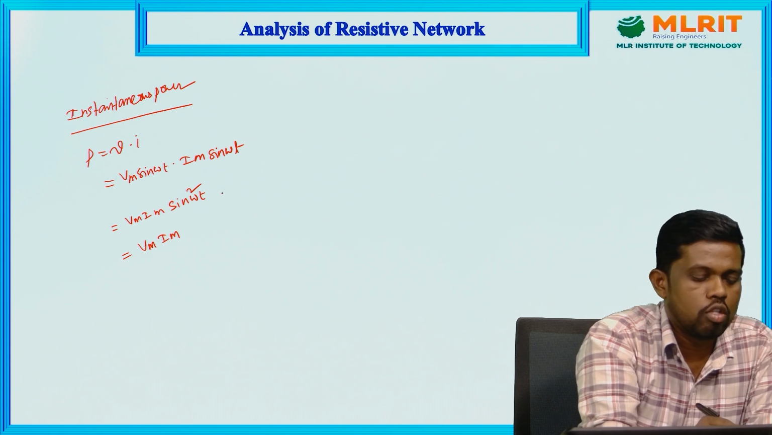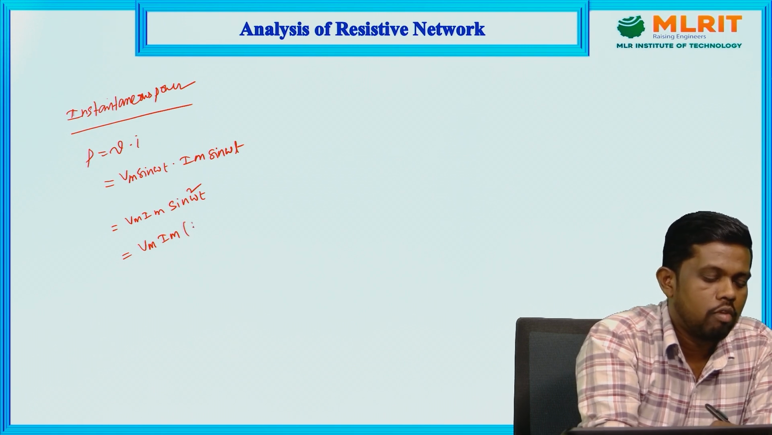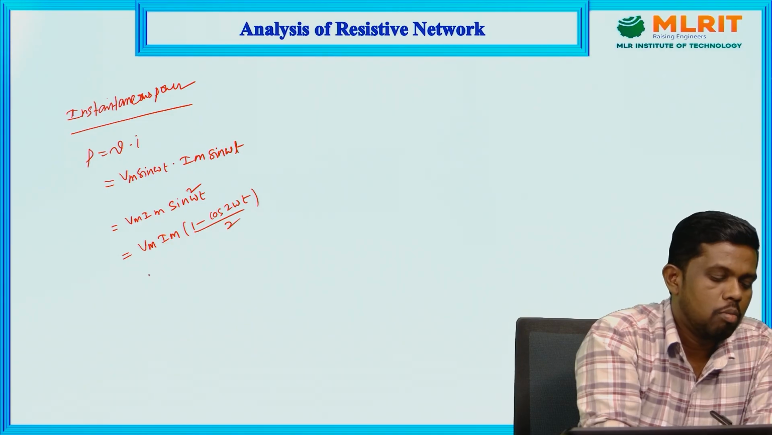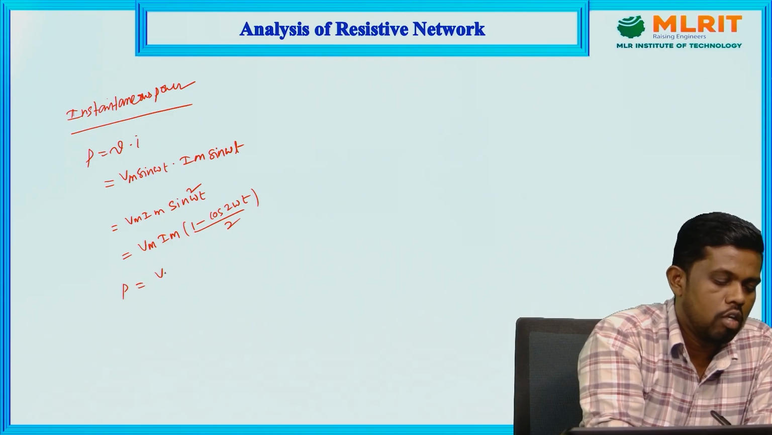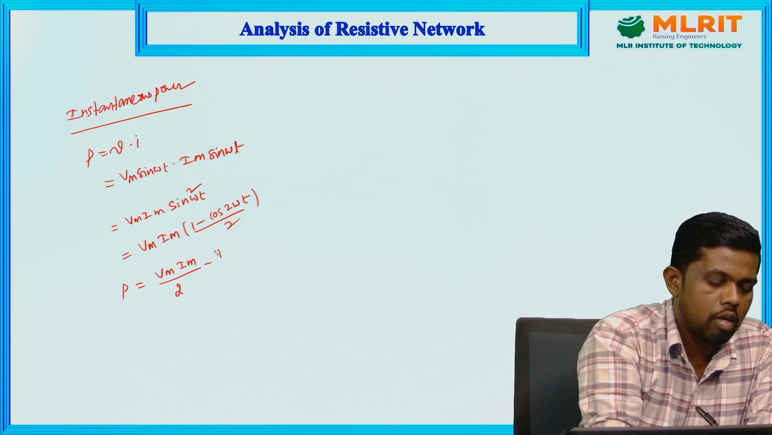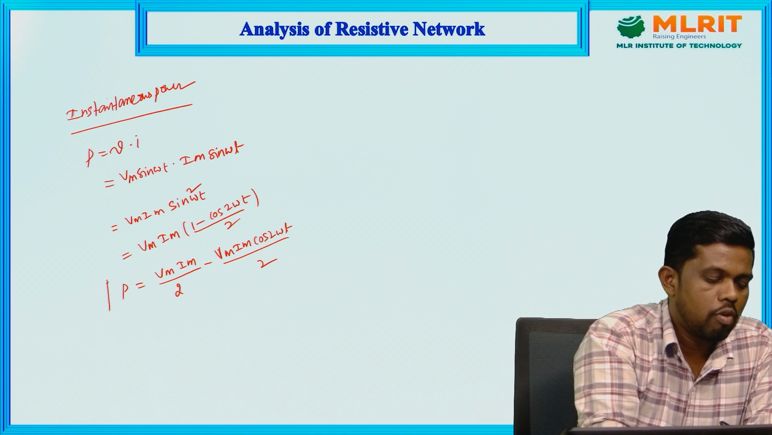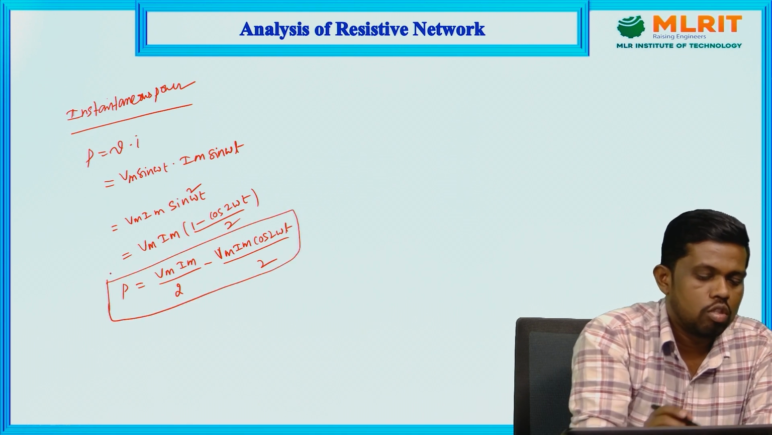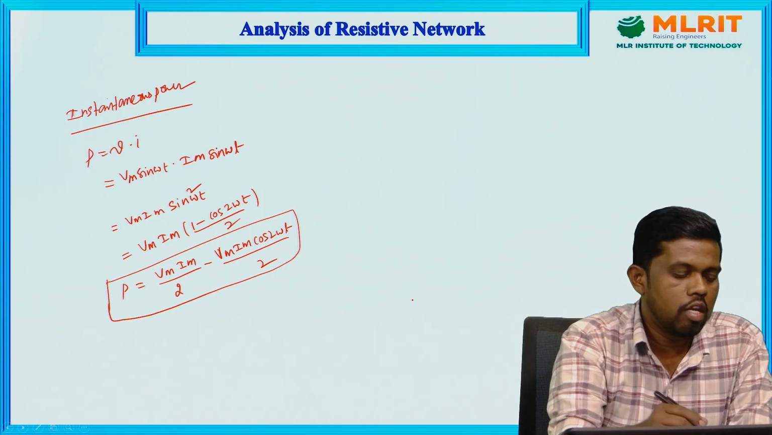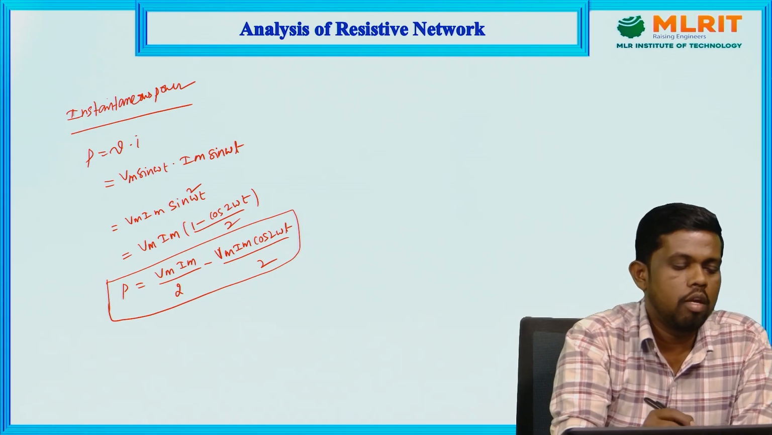We can write sin square omega t as (1 minus cos 2 omega t) by 2. After simplification of this term, we get P equal to Vm Im by 2 minus Vm Im cos 2 omega t by 2. This is the instantaneous power taken by the resistor: Vm Im by 2, minus Vm Im cos 2 omega t by 2.